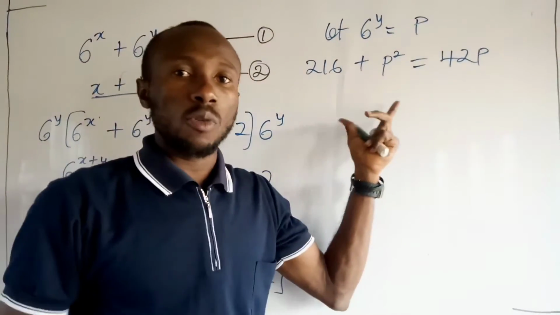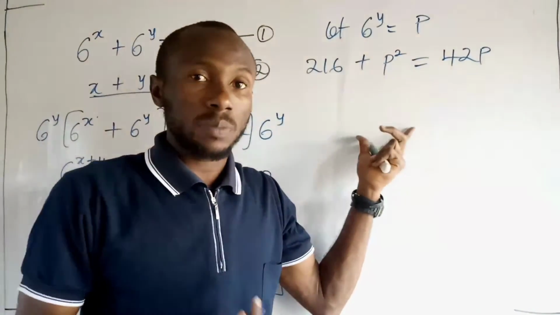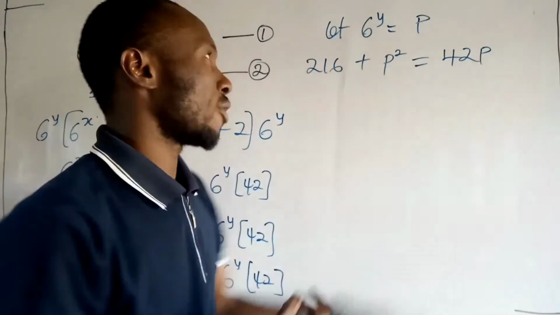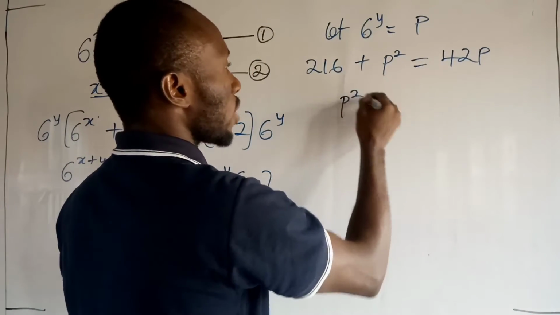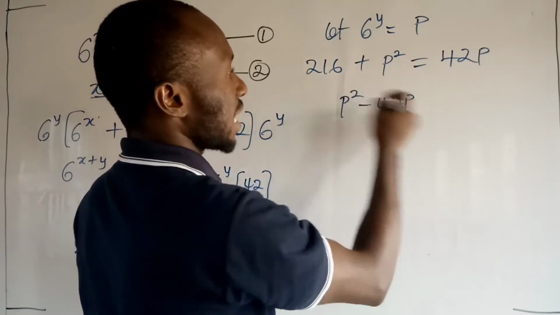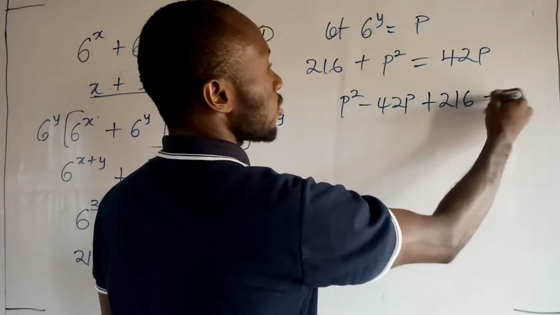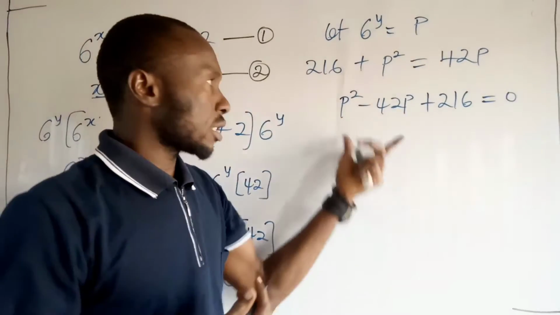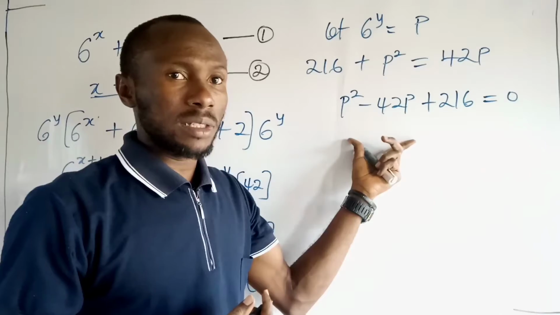Now you see we have a quadratic equation, and that is what I'm expecting to have. So I'm going to arrange this quadratic equation in standard form. So I have p squared, minus 42p, then plus 216 equal to 0. Okay, and you're looking at this quadratic equation, can it be factorized, right?